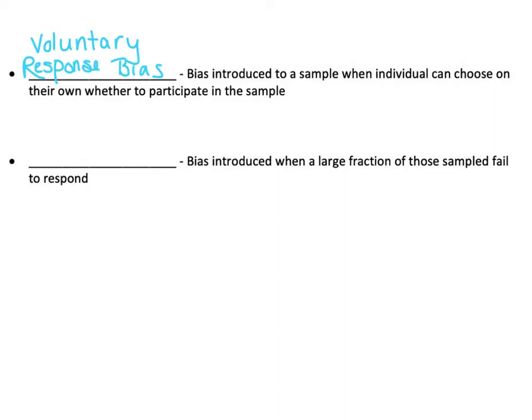This is bias that is introduced to a sample when an individual can choose on their own whether to participate in the sample. So we said that a sampling method is actually known as voluntary response, and that's always bad sampling because what does it introduce? It introduces voluntary response bias. So it can be both a sampling method and a type of bias.